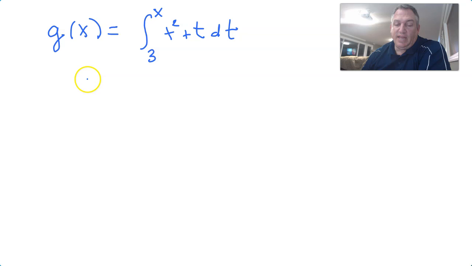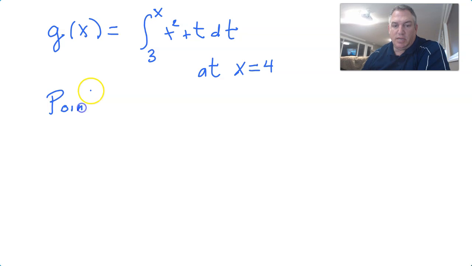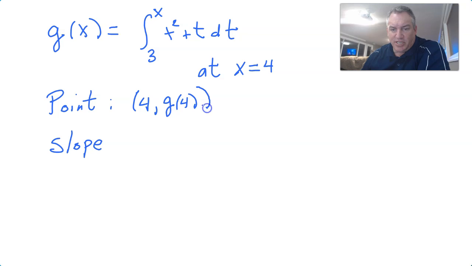So let's find the tangent line to this function at x equals 4. So what we need to find a tangent line, as you recall, is a point and a slope. The point in this case would be the point 4 comma g of 4. And actually, finding the point is probably going to be harder than finding the actual slope, because the slope, as you recall, is going to be g prime at 4.